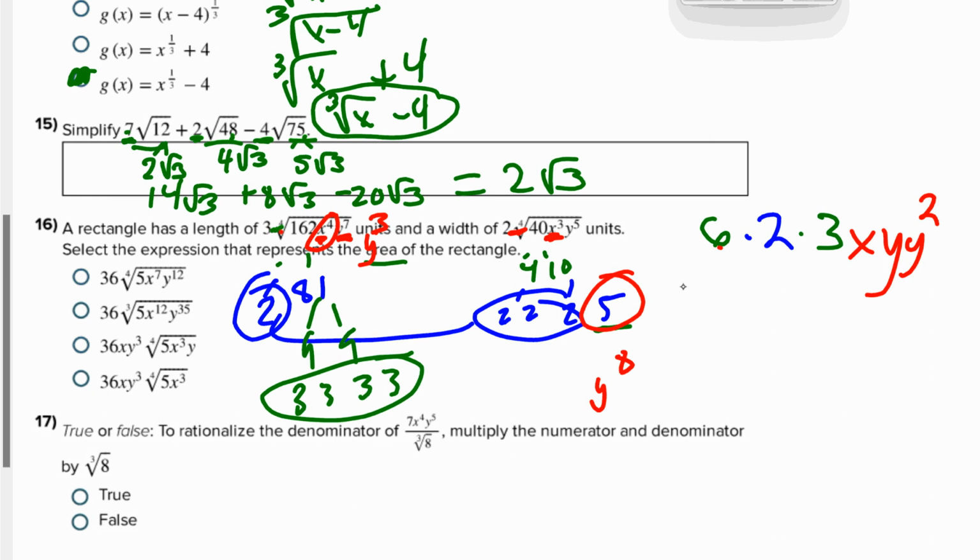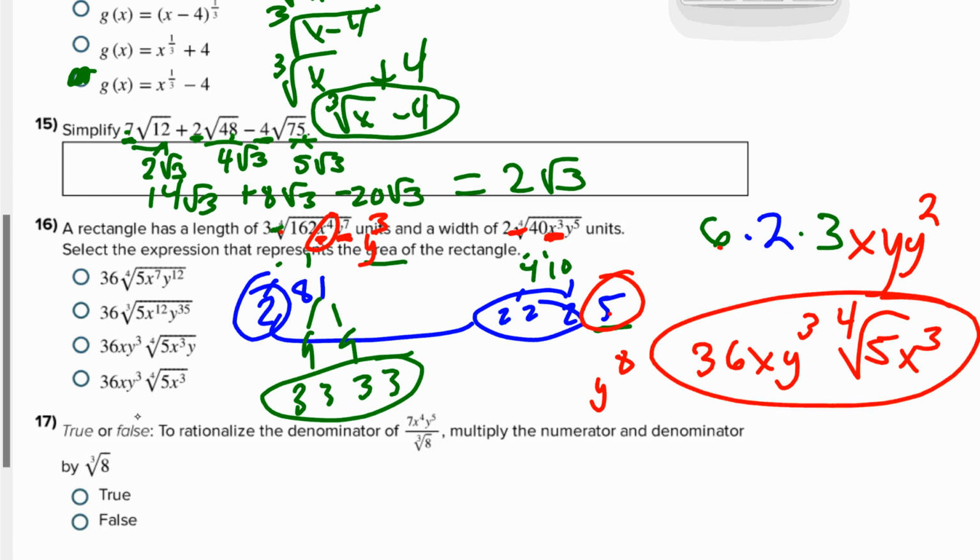So we have 2 times 6 is 12. 12 times 3 is 36. So we have 36. We have 1x, and we have y and y squared, which is y cubed. Fourth root, the 5 has to stay in there, and then the x cubed has to stay in there. So that is our final answer, and as we can see, that is right here.